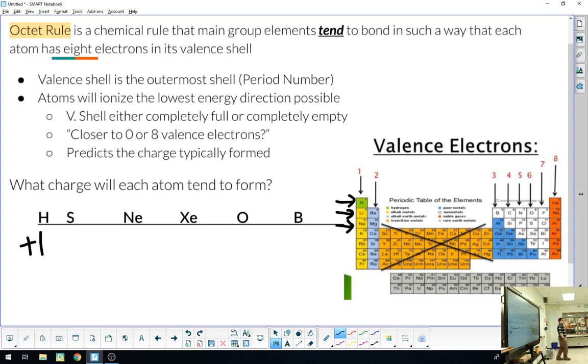You ready for the next one? Let's go to sulfur. How many valence electrons does sulfur have? 6. Is 6 closer to 0 or closer to 8? 8. So sulfur really prefers to take on 2 more electrons to get to 8, right? So if I gain 2 electrons, what's my charge? -2. -2. On a roll.